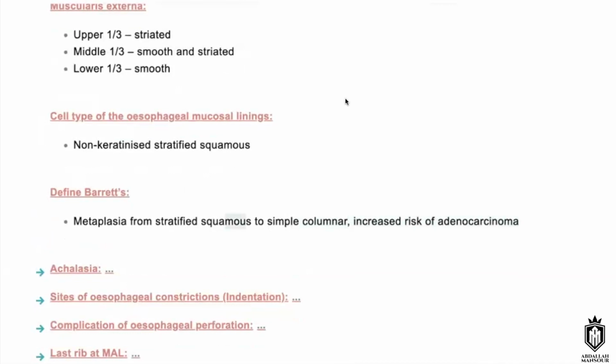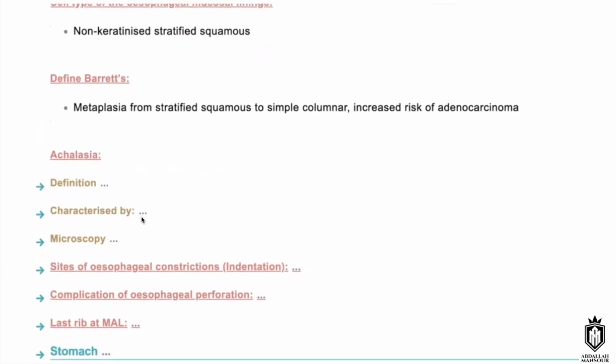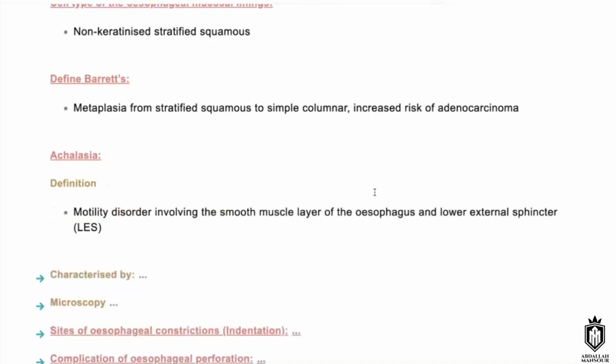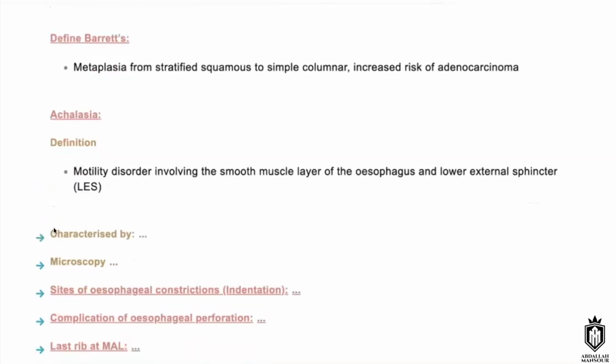Okay, and what is achalasia? How would you define achalasia? Achalasia is a motility disorder, and it involves the lower esophageal sphincter. So we can have incomplete relaxation of the sphincter or increase in the tone, and also lack of peristalsis of the esophagus. And it is associated with the development of squamous cell carcinoma.